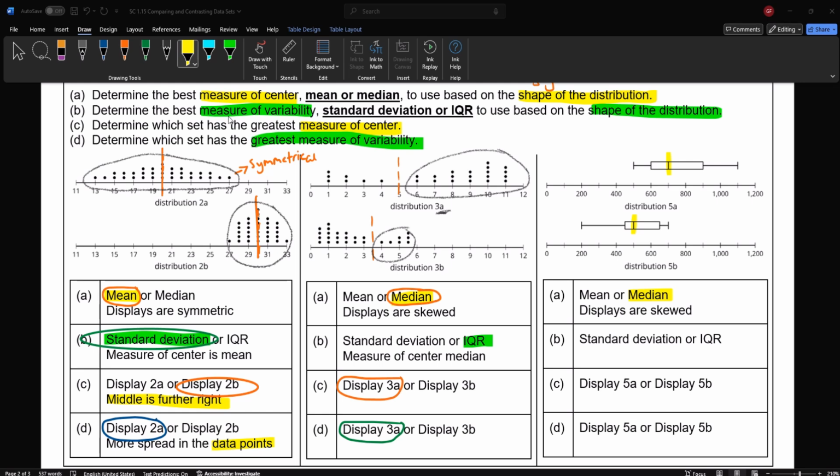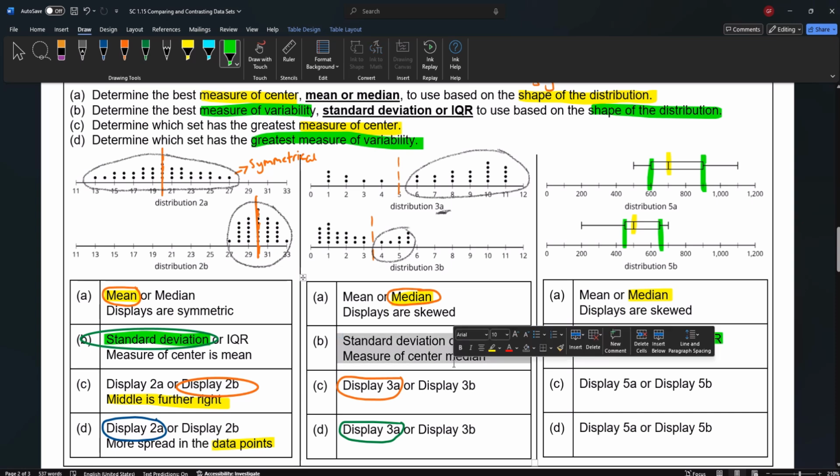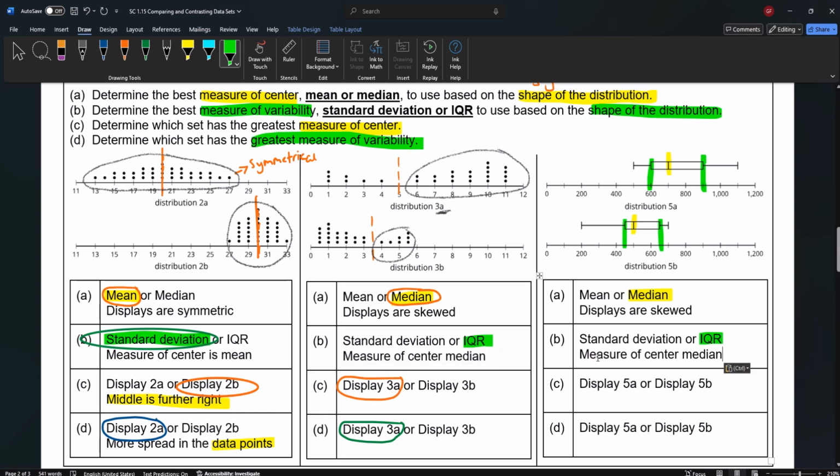When it comes to the greatest measure of variability, we can't really tell the standard deviation from here. So in this case, we can find the IQR using our formula Q3 minus Q1. And our measure of center, since we're using box plots, is going to be the median. So in order to find the greatest variability, we're going to use the IQR.